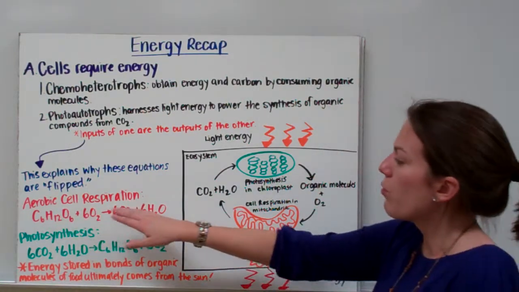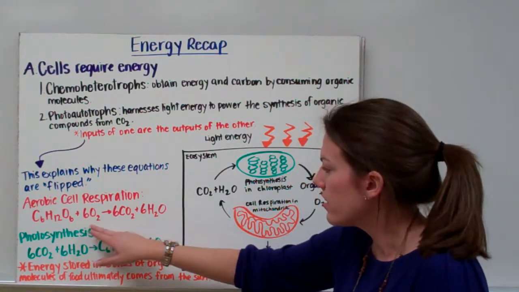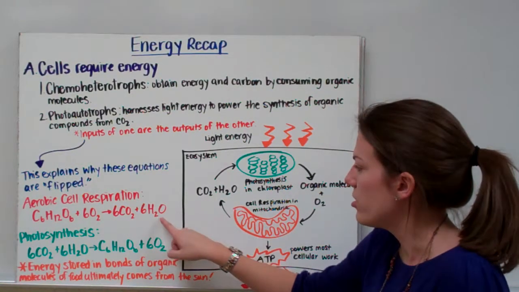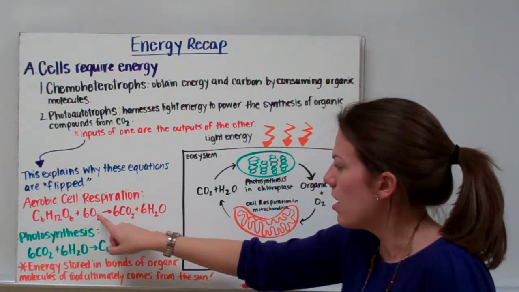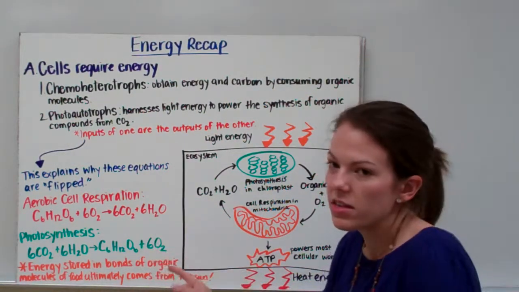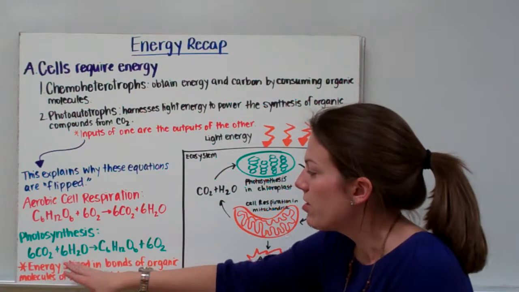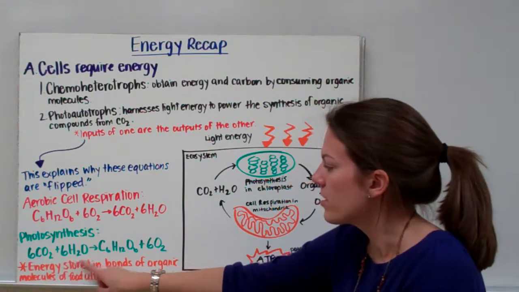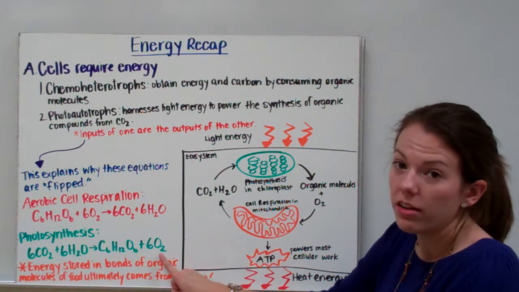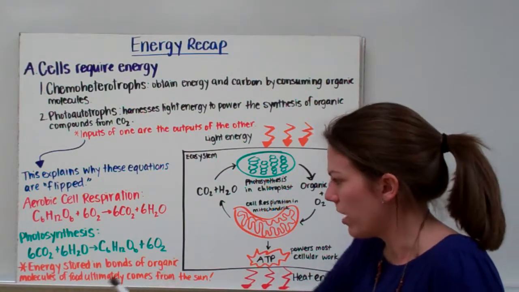So the equation for aerobic cell respiration is C6H12O6, that's our glucose, plus 6 O2, yields 6 CO2 plus 6 H2O. So glucose plus 6 molecular oxygens yields 6 carbon dioxide and 6 waters. Now for photosynthesis, we flip the reactants and the products. So for photosynthesis, we take in 6 carbon dioxide and 6 water molecules, and we yield 1 glucose molecule and 6 molecular oxygen molecules.